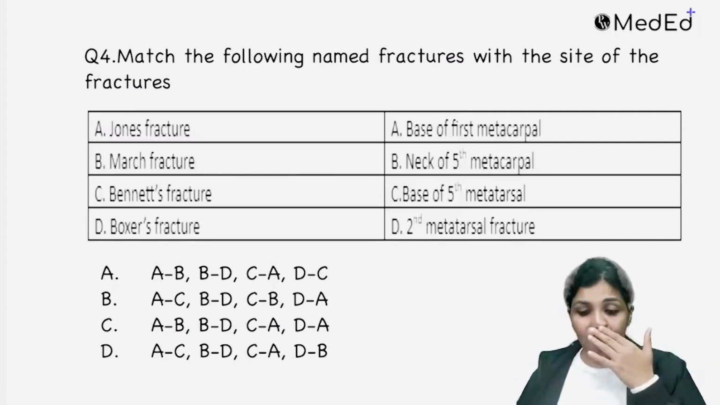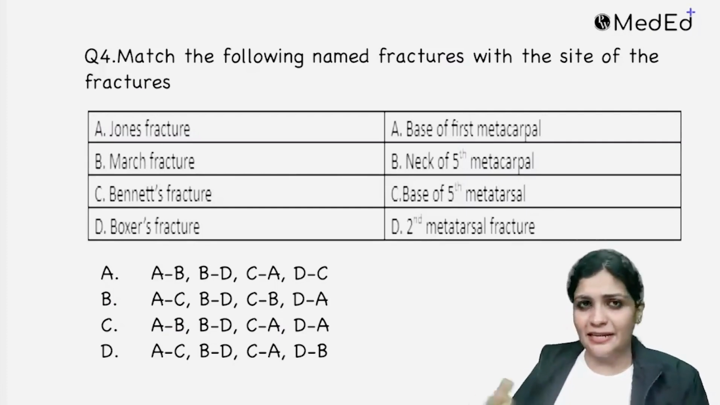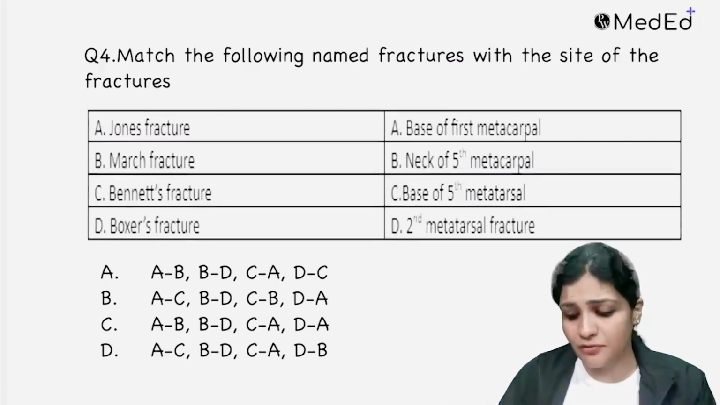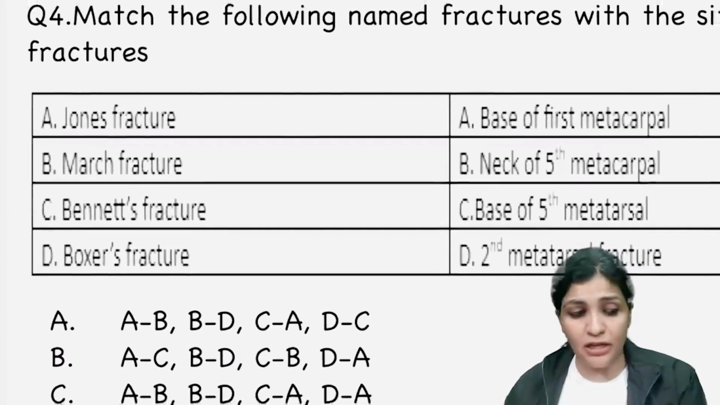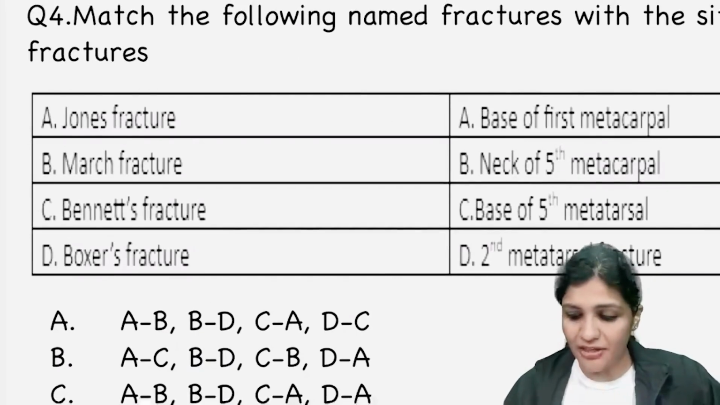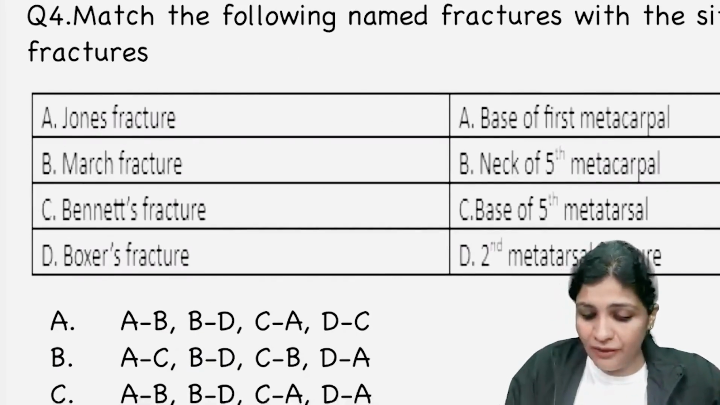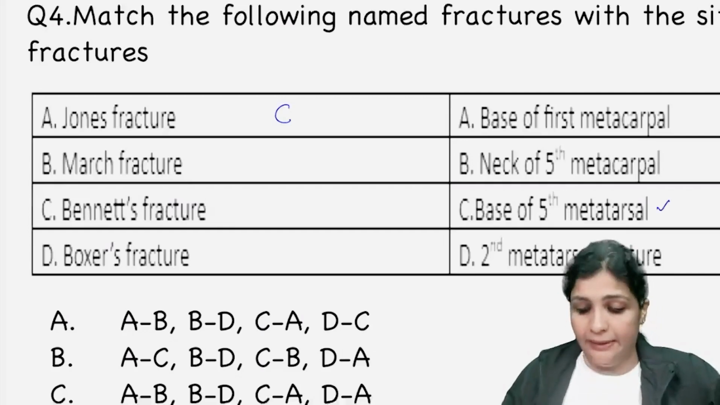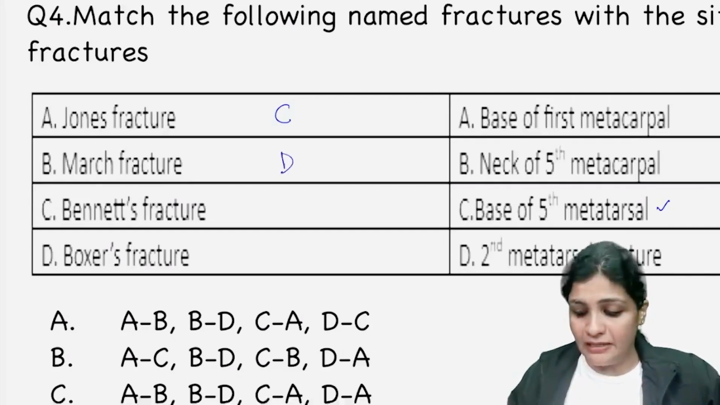So what are these named fractures? These are very, very important. These named fractures are usually asked. There is nothing much to learn about it, you just have to remember them. So here there are certain named fractures. What is a Jones fracture? Yes, it is the base of the fifth metatarsal. Base of the fifth metatarsal is Jones fracture. What is March fracture? March is second metatarsal fracture.